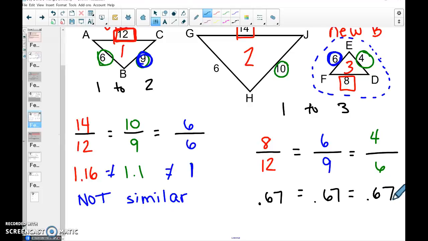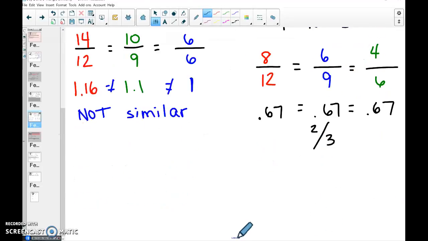Also get 0.67 repeating. Okay, and actually if you reduced all these down, you would find that it's actually the fraction 2/3, which is great because it keeps it a nice, good looking fraction. The decimal is kind of messy looking, especially with the repeating, so it might not be a bad idea to put it as a fraction instead. All right, well, since they are all having the same scale factor, this is a yes.